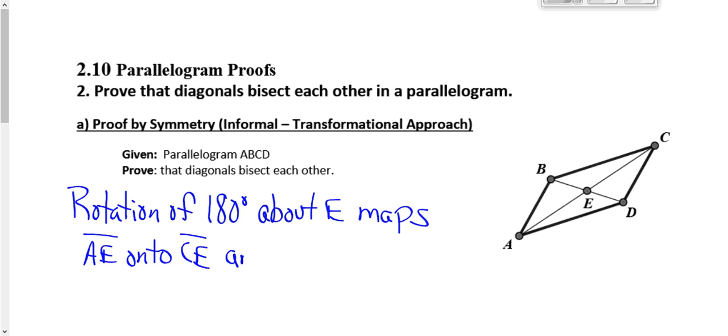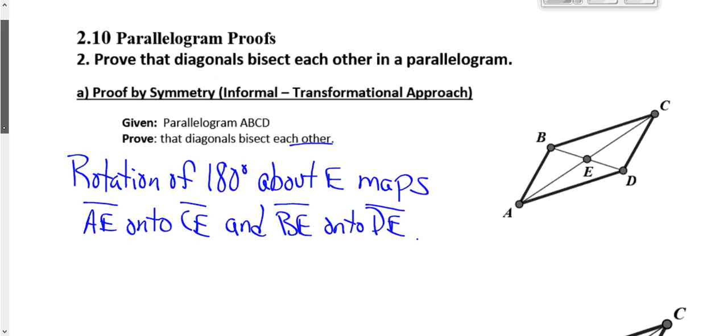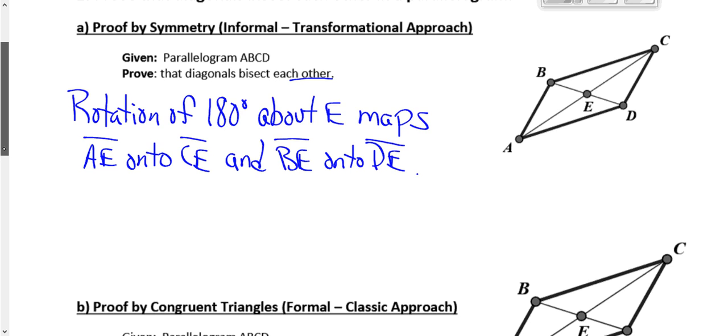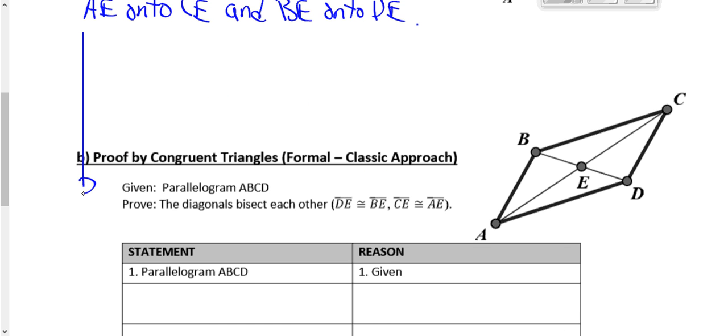And what else? They got to bisect each other, right? And what else onto what else? There we go. BE onto DE. Okay. What are rotations? They're what? Rigid. There we go. That was beautiful.